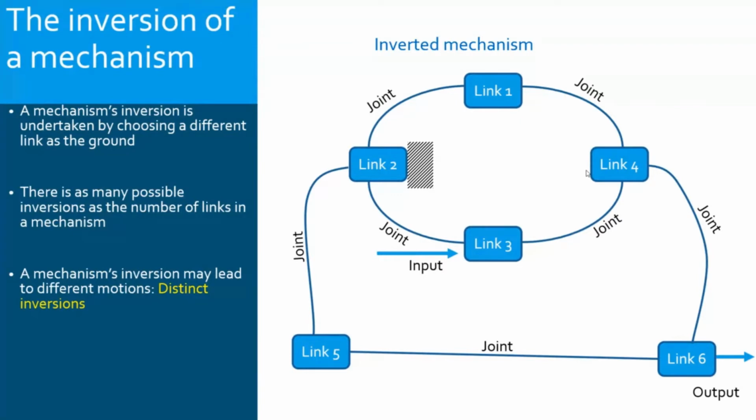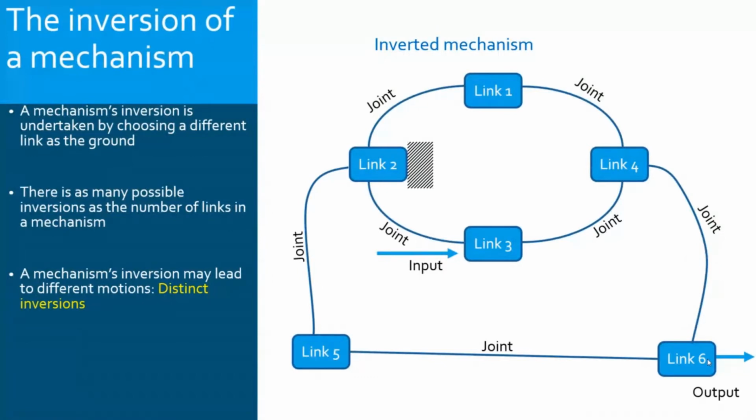So what I need, when I study a mechanism, is to see the distinct inversions, the inversions that can lead to different types of motions. Now, for example, here, 5 or 6 are also symmetric. If I ground 5 or 6, both will lead to similar inversions. The motion will be more or less the same. So in grounding 5 or grounding 6, I will get the same kinematics of the mechanism.